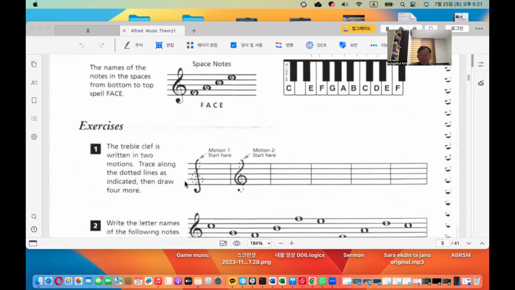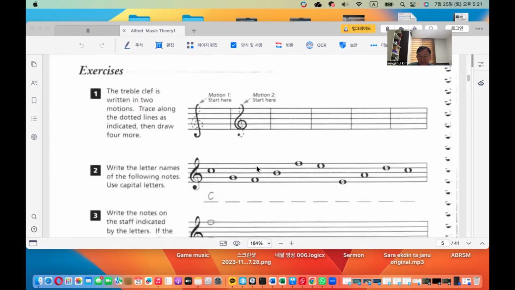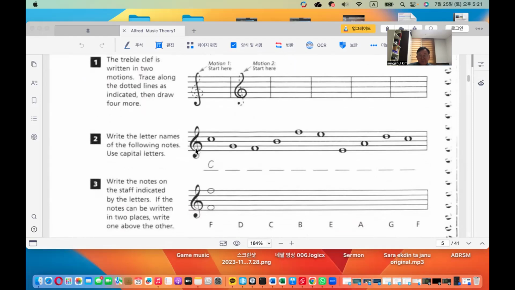Exercises. You need to draw. How to draw the treble clef? It's like this. You remember? Like this. Okay, motion one is like this, motion two is like this. Exercise 2 is write the letter names of the following notes. Use capital letters.